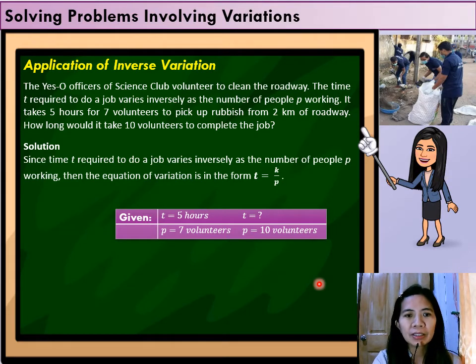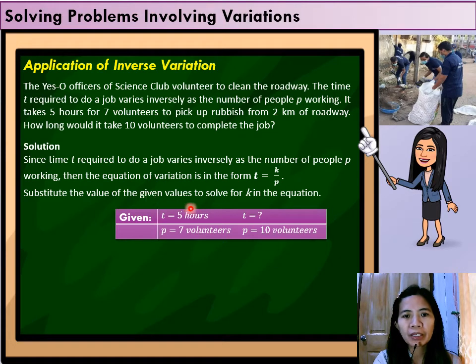Since the time required to do a job varies inversely as the number of people P working, the equation of variation is in the form T equals K, or constant, all over P. Then we are going to substitute the given values to solve for the value of K in the equation. So we have the equation T equals K all over P. We are going to substitute the value of T, which is 5, and P, which is 7.